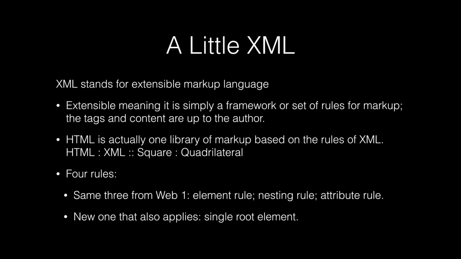So inside of that, we have lots of different kinds of quadrilaterals: squares, rhombuses, rectangles, just to name a few. So square is one particular instance of quadrilateral. Similarly, HTML is one particular enacting of the XML rules. These rules are the same three rules you learned in Web 1. The element rule that says elements must open and close correctly. The nesting rule that sets up how we can nest elements within other elements. And the attribute rule that describes how we can provide attributes on opening tags.